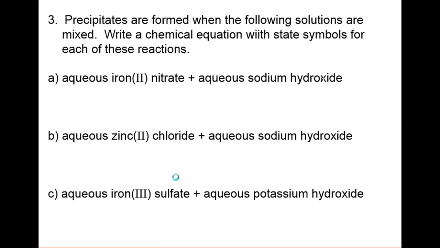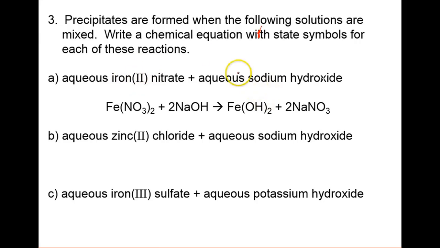The next three equations are for simple precipitation reactions with state symbols, so we need to know which of the salts formed are soluble or insoluble in water. So first one, iron 2 nitrate plus aqueous sodium hydroxide. Iron 2 nitrate, it will give us a solid. This is a solid. This is our dirty green precipitate. So we need to write the state symbols in. This is aq, this is aq, this is solid, and this is aq.